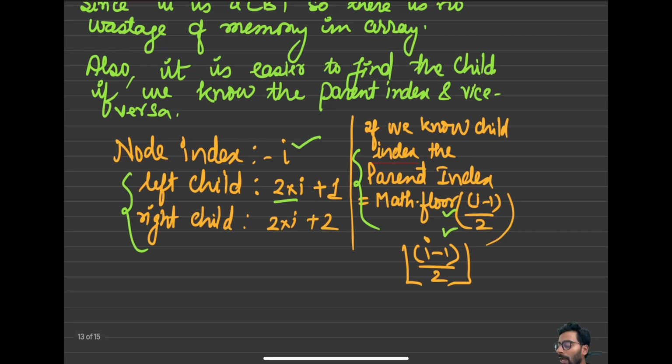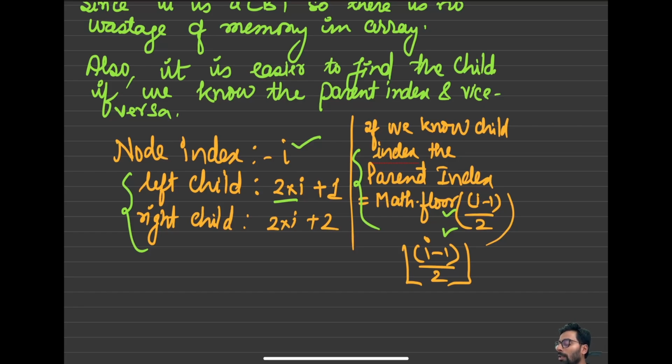So let's say I'm at node index I and I want to know about my left child. That will be 2i plus 1. And if I want to know about my right child, that will be 2i plus 2. Similarly, if I want to know about my parent index and I am at index I, then I can do (i minus 1) divided by 2, and we just have to do the Math.floor. We can easily find out our parent index.